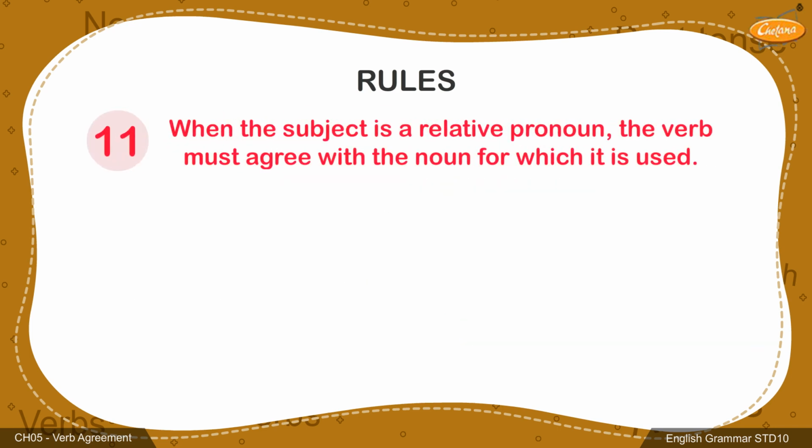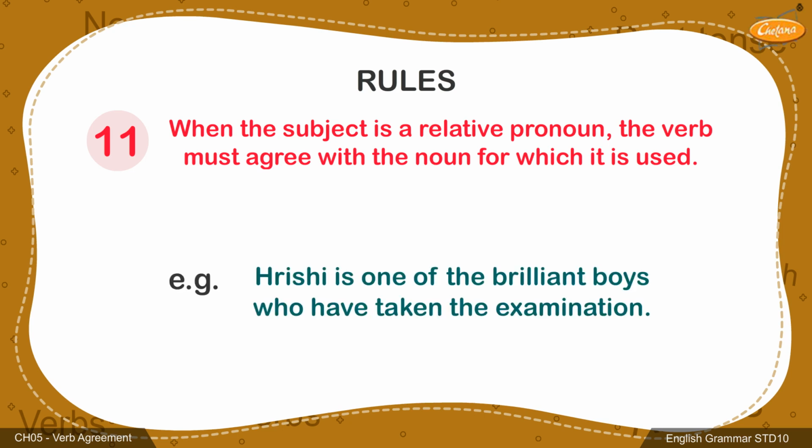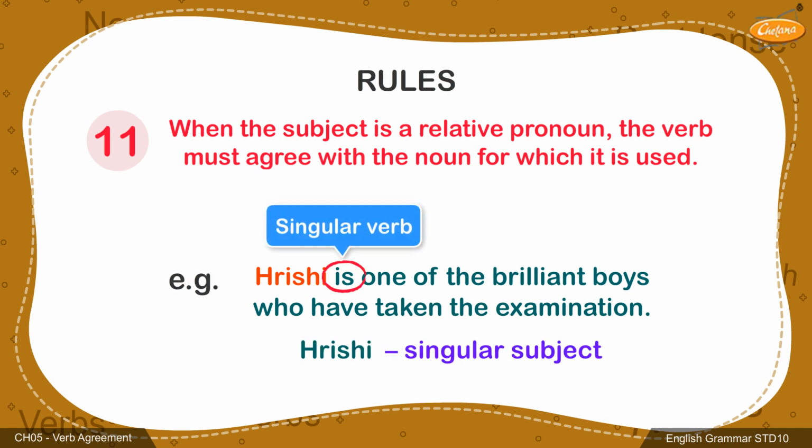The last rule for this topic states, if the subject in the sentence is a relative pronoun, then the verb must agree with the noun for which the pronoun is used. Rishi is one of the brilliant boys who have taken the examination. Here, the subject Rishi is compared to other boys who have taken the examination, however, since Rishi is a singular subject, the verb is used in accordance to it.